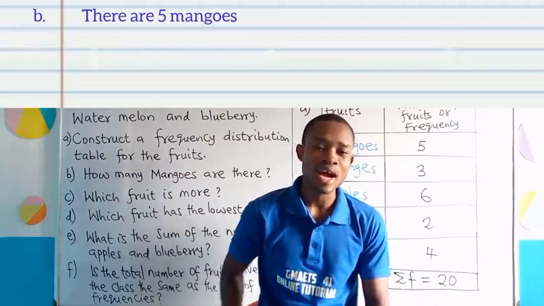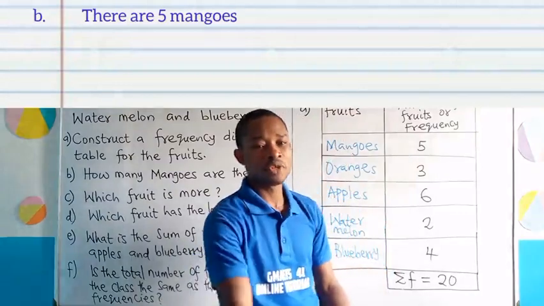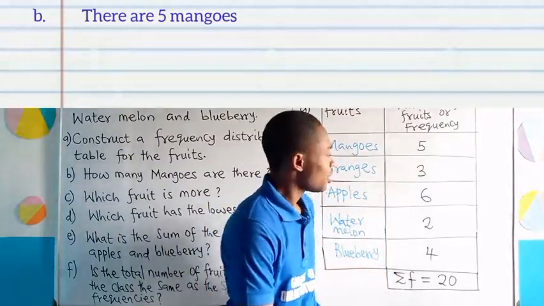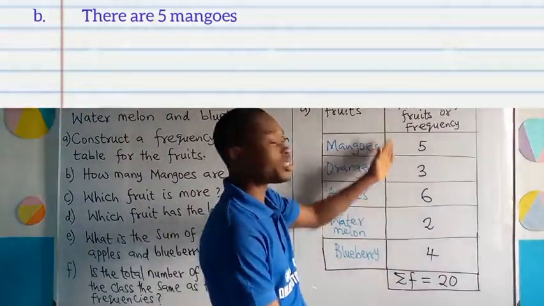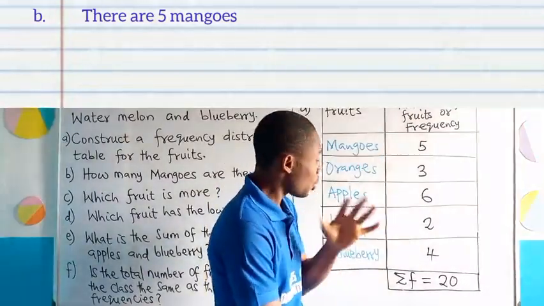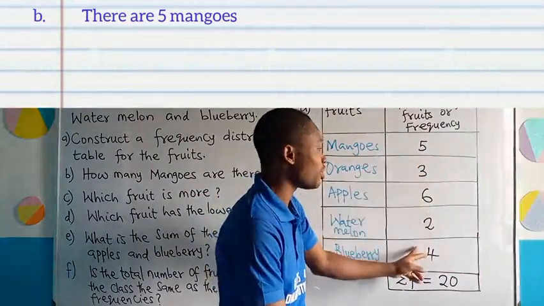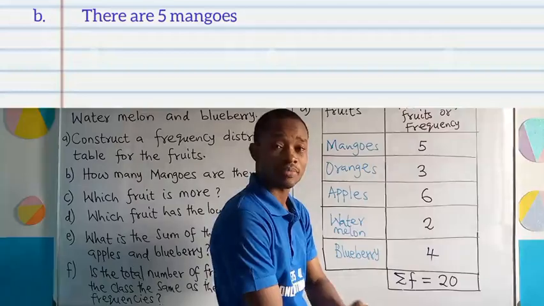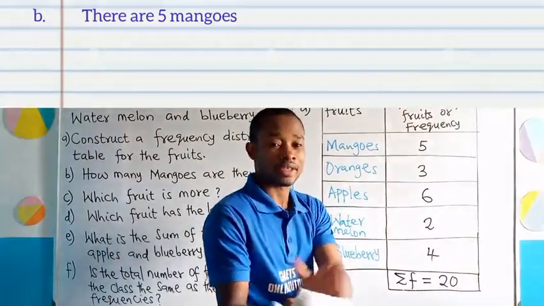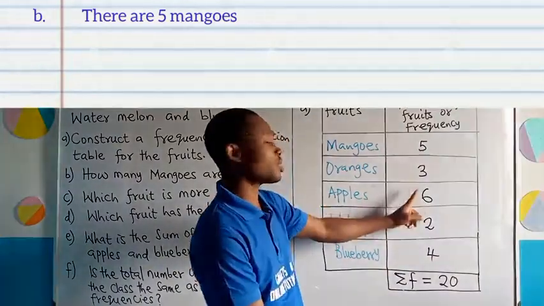That's good. Now the next thing he wants me to do is which fruit is more? That is the fruit that has the highest number in the fruit bag that he gave to me. Alright, let's go back to our frequency table and see if we can get that information. Quickly, you will notice that the highest number, the highest frequency is what? That is correct. The highest frequency is 6.